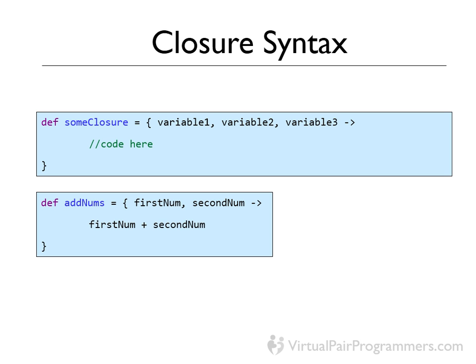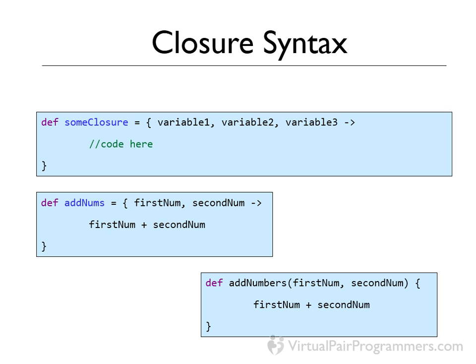So this addNums closure is pretty much the same thing as this addNumbers method. Here I've said the method takes 2 parameters and we're returning the first plus the second. These 2 things do the same thing, but the addNumbers version is a method that has to live within a class, and we have to instantiate the class before we can use it. The addNums version is a closure. It's an object in its own right, and we can pass that object around our code.